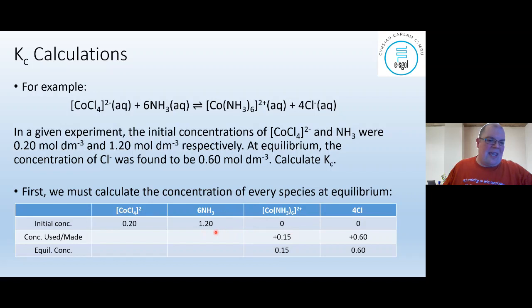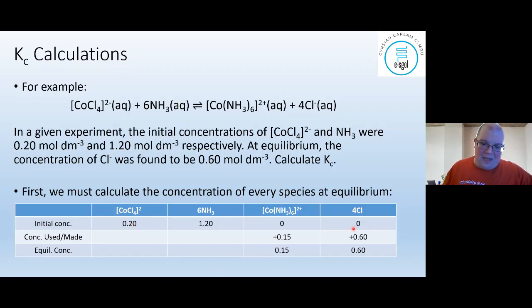Once we've got that, then we can start looking at all of the other ones, okay? But the key thing here, you may have noticed that my next value had a minus sign in front of it. That's because we're using up reactants. For the reactants, we're using them up, so we're subtracting that number.